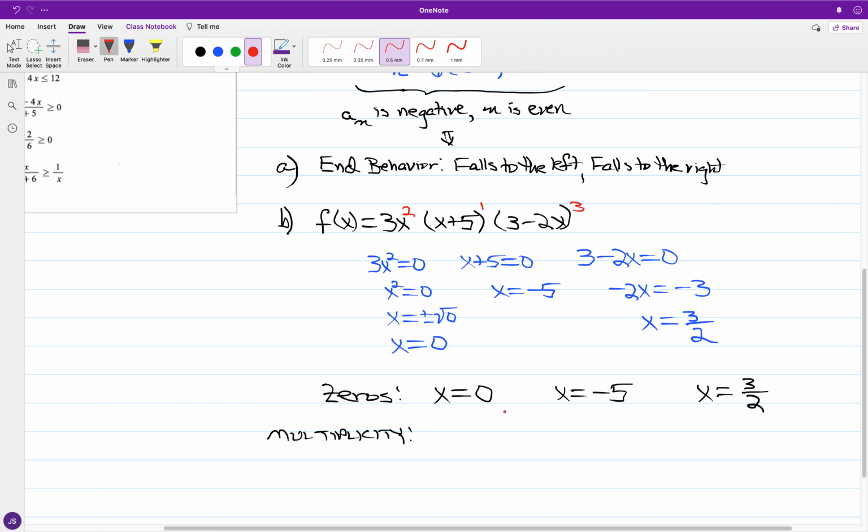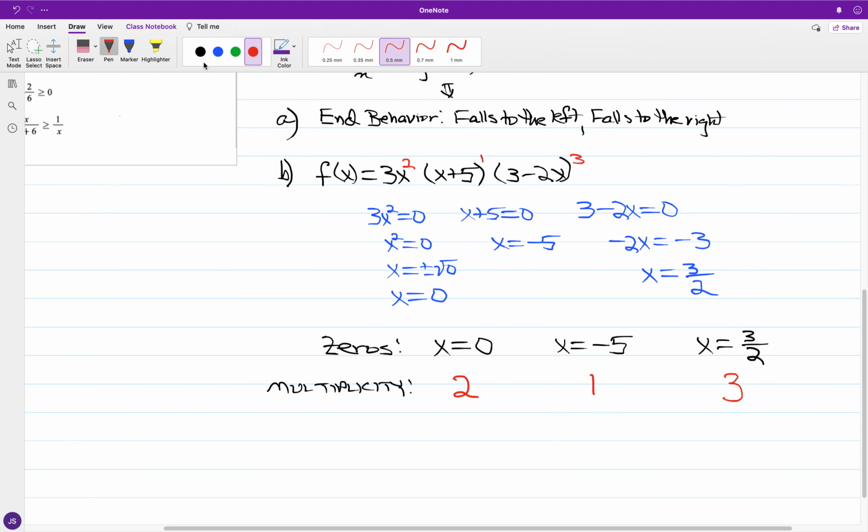And for the multiplicities, now 0 stems from this first factor, whereupon we had the variable raised to the second power. So 0 is going to be of multiplicity 2. Negative 5 originates from x plus 5, which is to the first, so that multiplicity is going to be 1. And then we have 3 halves. This stems from 3 minus 2x, which is raised to the third.